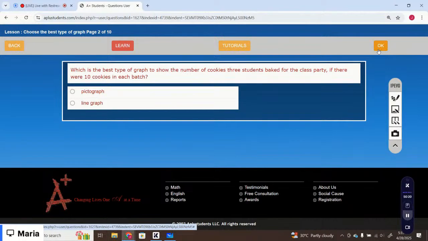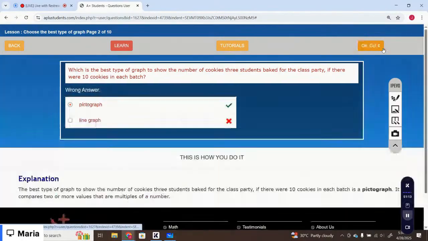Which is the best type of graph that shows the number of cookies three students baked for a class party if there were 10 cookies in each batch? So, which is the correct option? That is again line graph because you are just going to represent the values, you're not going to compare them. So that is just the pictograph. Okay, that is pictograph.